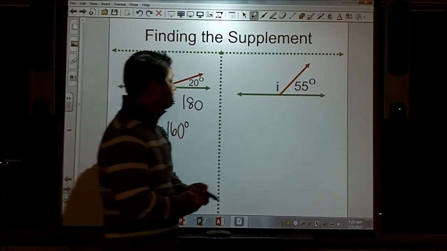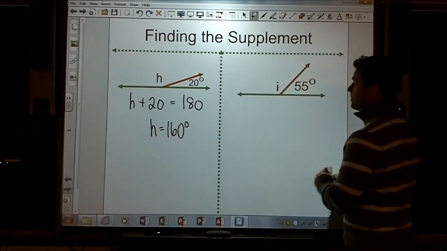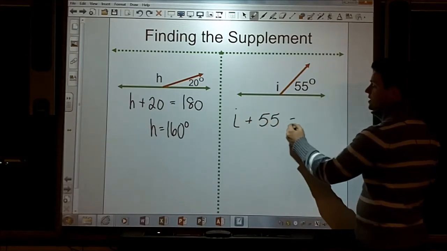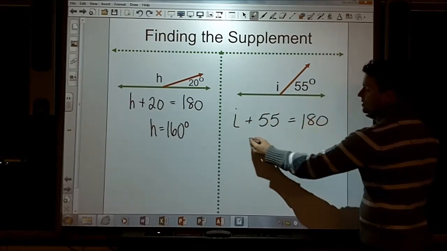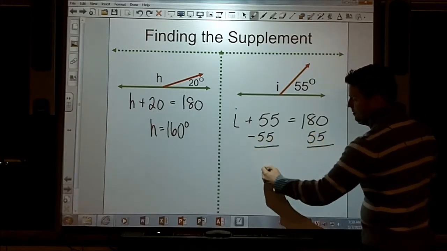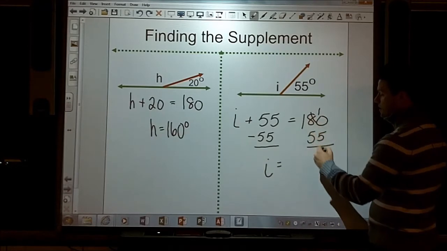How about over here? Trying to find the supplement. So I plus 55 is equal to 180. Subtract the 55.